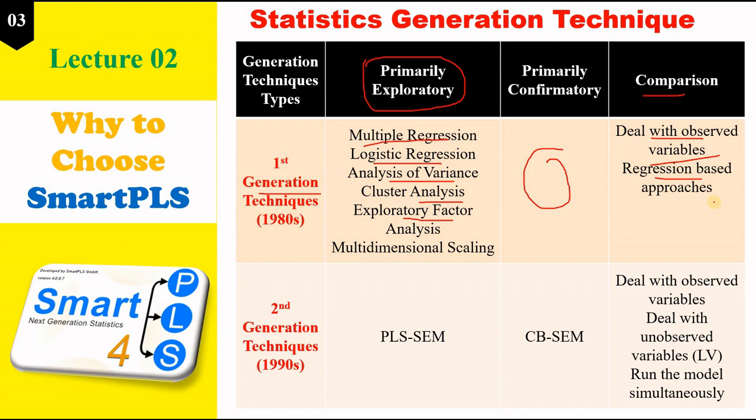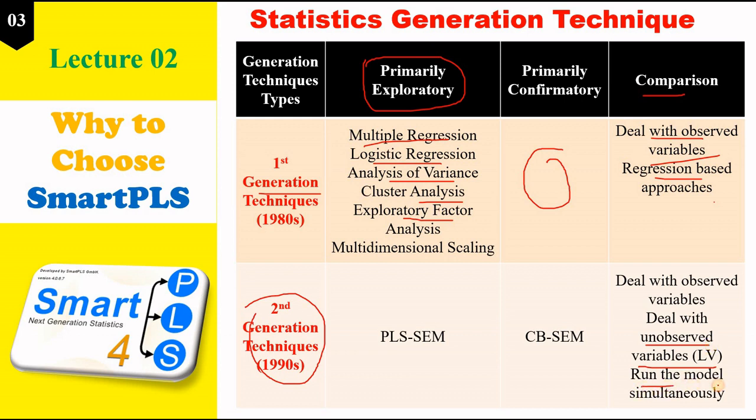Dear friends, there are two types of variables. One is an observed variable and the other is an unobserved variable. In the first generation, there was no concept of analyzing unobserved latent variables. But with the goodness of second generation software, which started in the 1990s, now we have this facility that we can work on the observed variable as well as the unobserved variable. An unobserved variable can alternatively be called a latent variable.